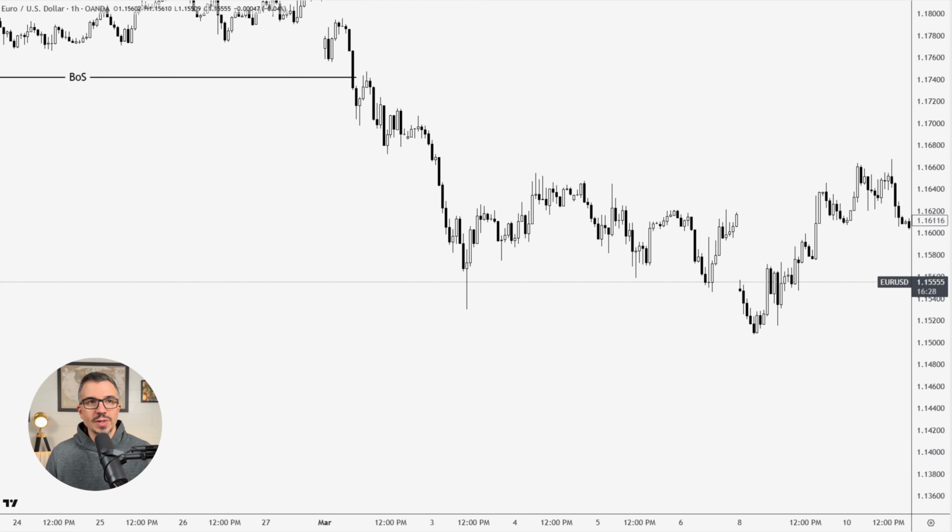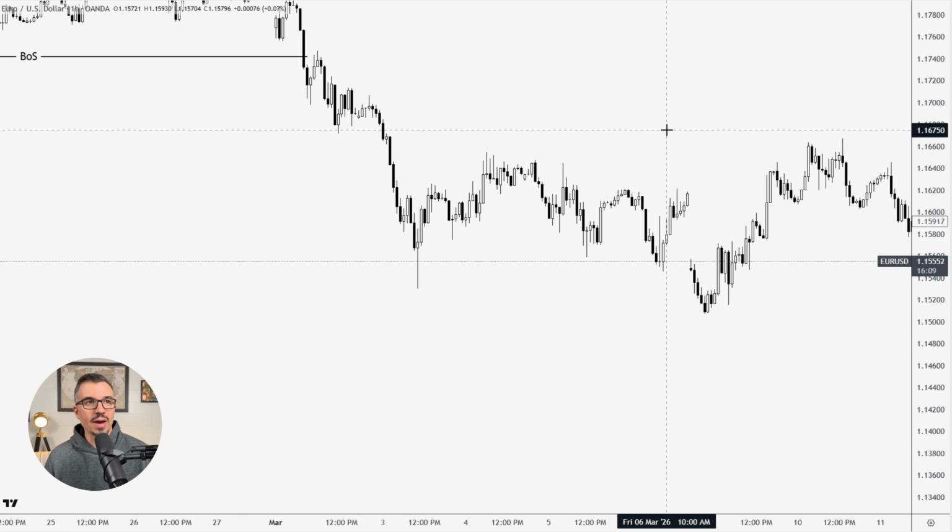So let's look at the EURUSD here on the 1 hour time frame. What I want to show you today is this change of character that occurred on this chart that looked legitimate and caught probably a lot of traders offside, but it was not legitimate, and I'm going to show you why.